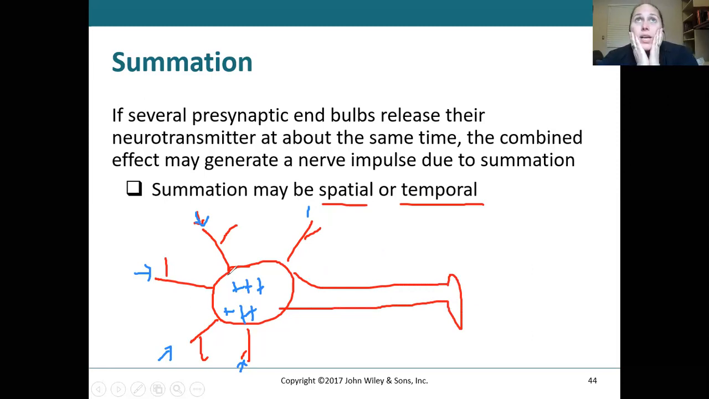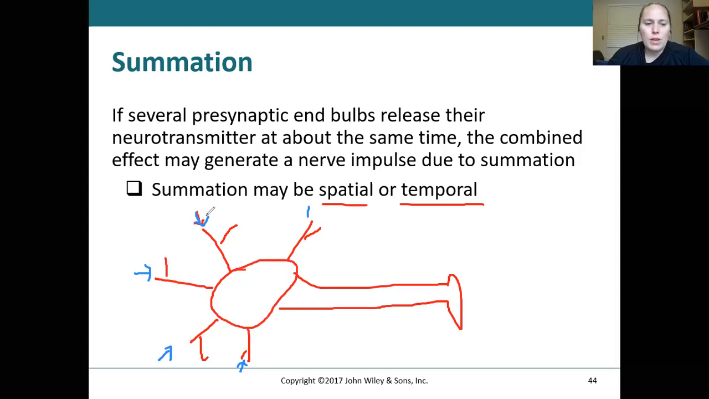So it's almost like if you were a cell and you kept on hearing a rumor from a bunch of different people, but kind of at the same time. So you've got the rumor coming from this person, this person, this person, this person, and this person. So at that point, you're just like, I got to pass this rumor on. Boom, you fire an action potential. Okay, so that's spatial summation.